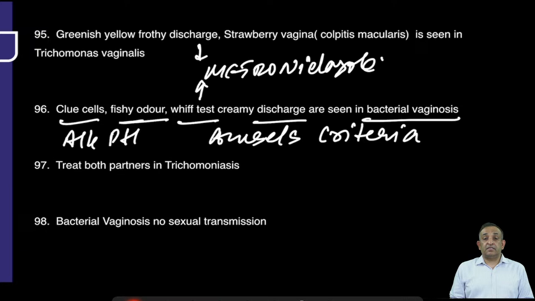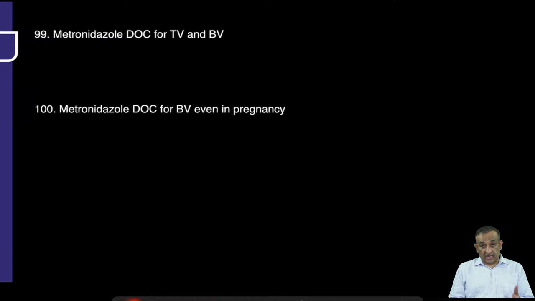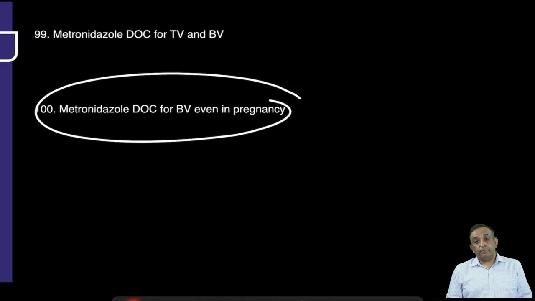Treat both partners in trichomoniasis, but bacterial vaginosis has no sexual transmission. Now, metronidazole is the drug of choice, like I mentioned in the previous slide, and it is even the drug of choice when a woman is having pregnancy and bacterial vaginosis. So I've touched 100 lines already. So what the hell? We'll give you some more lines.